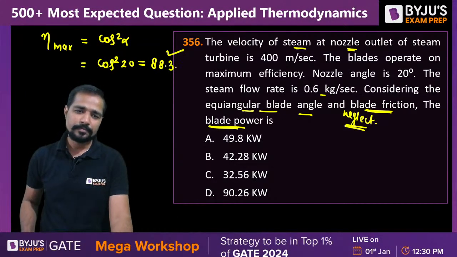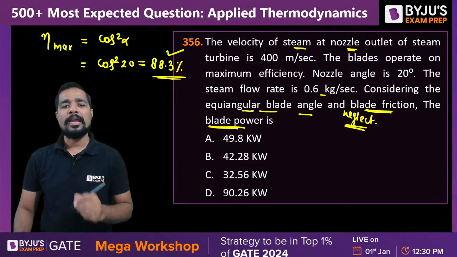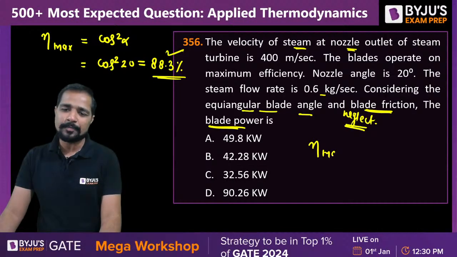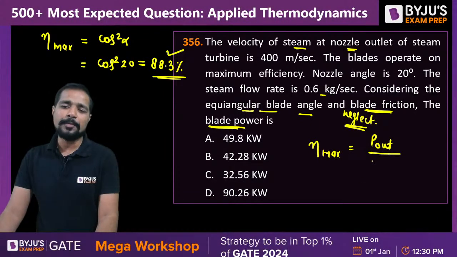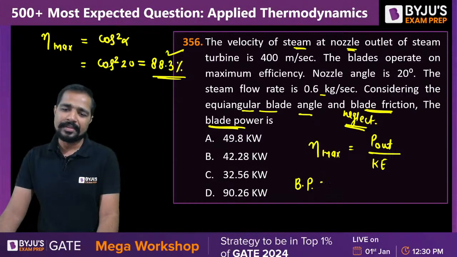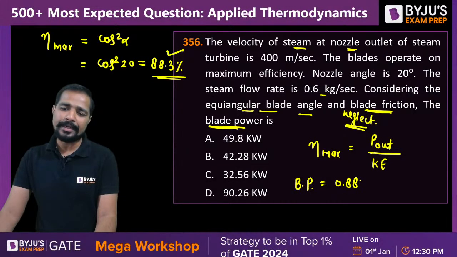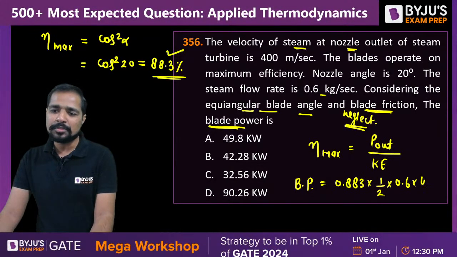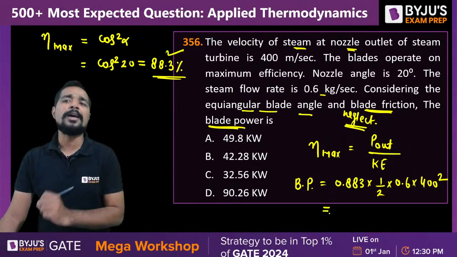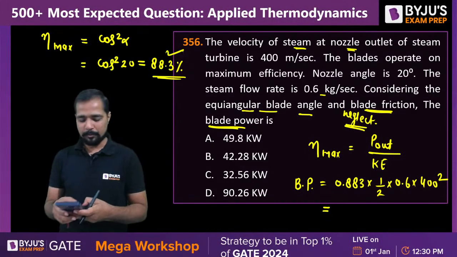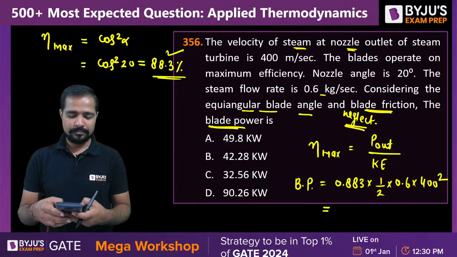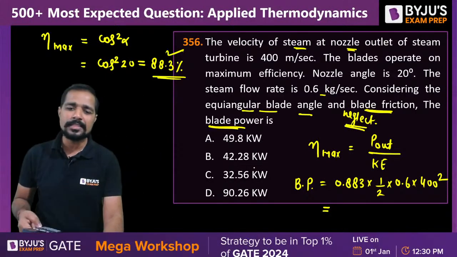Am I right? Good. And what is this maximum efficiency we write, my dear? Maximum efficiency is power output divided by kinetic energy, or the blade power. It can be written as the maximum efficiency 0.883 into kinetic energy, 1 by 2 mass, 0.6, into velocity square, that is 400 square. Into 1 by 2 multiply by 0.6 multiply by 400 square, the answer is 42.38.